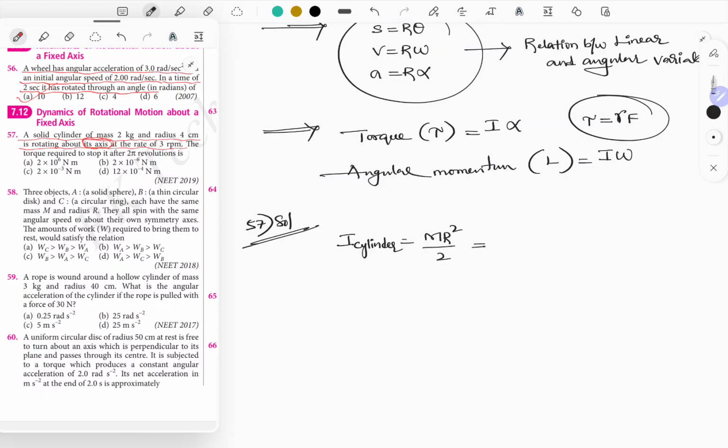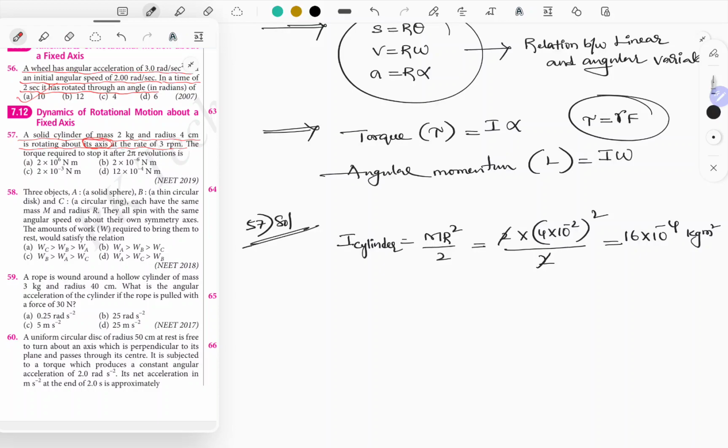They have already given the mass of the object as 2 kg, radius is 4 centimeter, in the sense 4 into 10 power minus 2 meter, divided by 2. 2 will get cancelled. We are going to get 16 into 10 power minus 4 kg meter square as the moment of inertia of the given object.